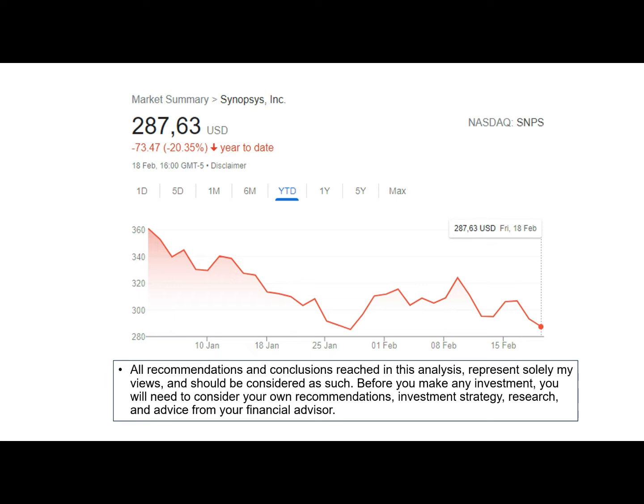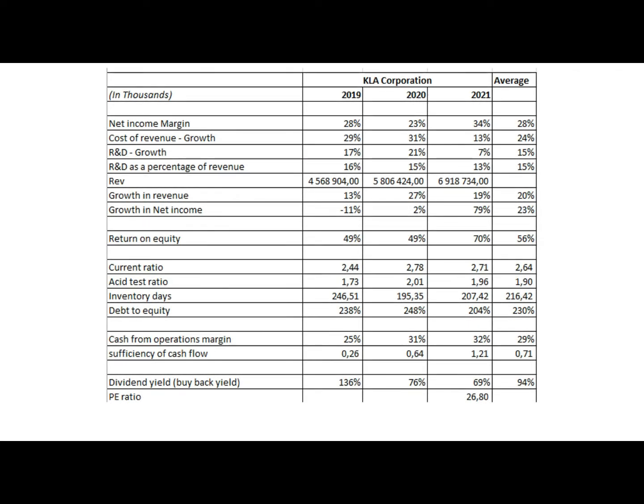Moving on. KLA Corporation. Now, KLA Corporation is a semiconductor equipment company that designs all the process systems and tools needed to make semis. So this is one of those companies that make the equipment needed to make semis.